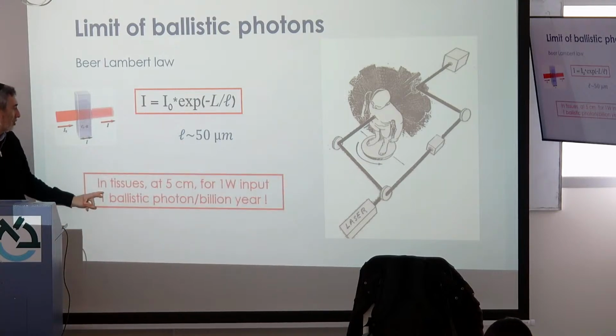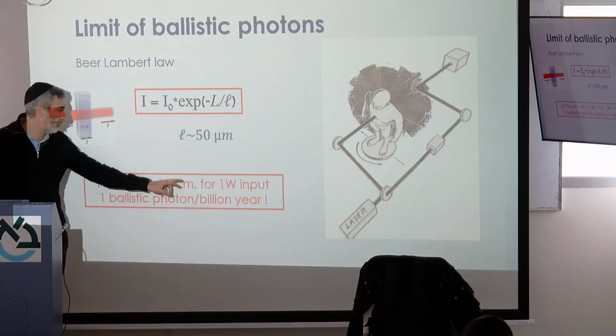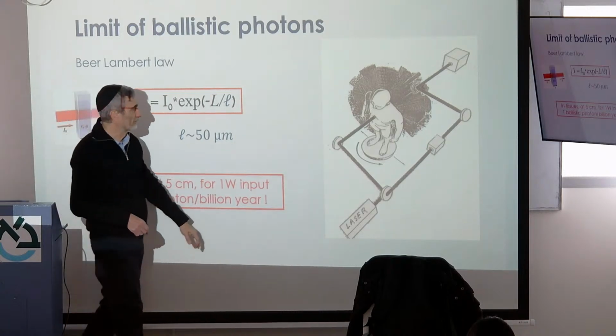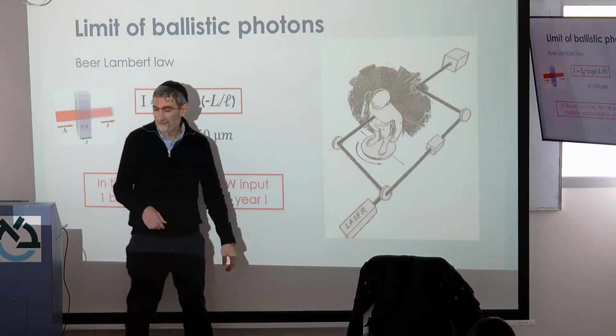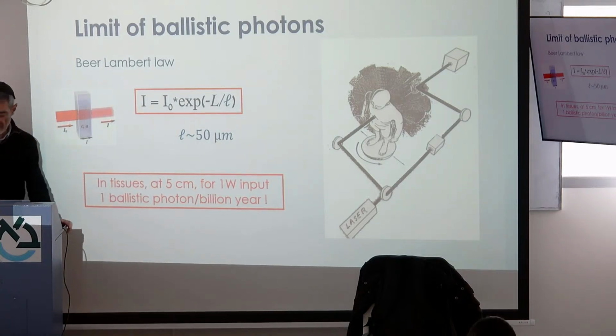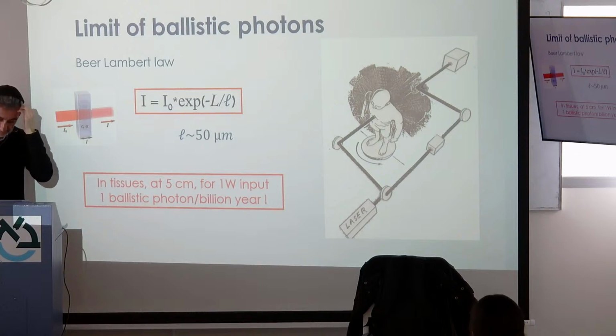In tissues at 5 centimeters, for 1 watt input, you get 1 ballistic photon per billion years. So that's very, very small. There is no chance to reach this type of depth with this technique. After a centimeter or more, you don't have anything left.